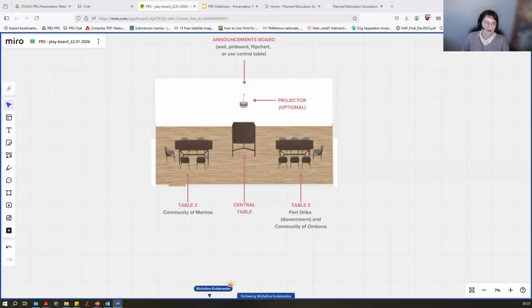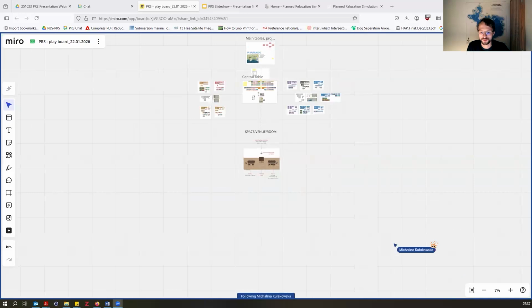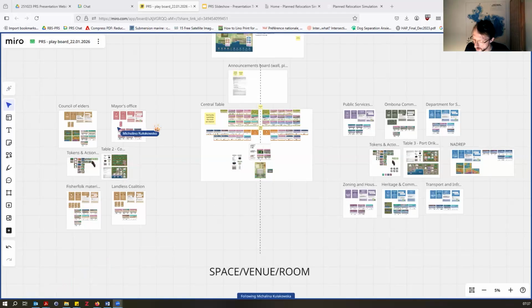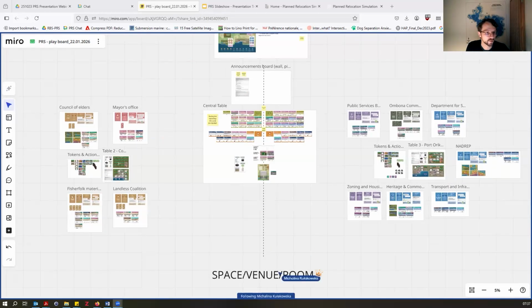Okay, I think that's it for the general setup of the simulation. So I just wanted to, before we move on, conclude on this and say that on the printing and all of these aspects, we are available, or I will be available to support you in thinking through the details if there are any questions.